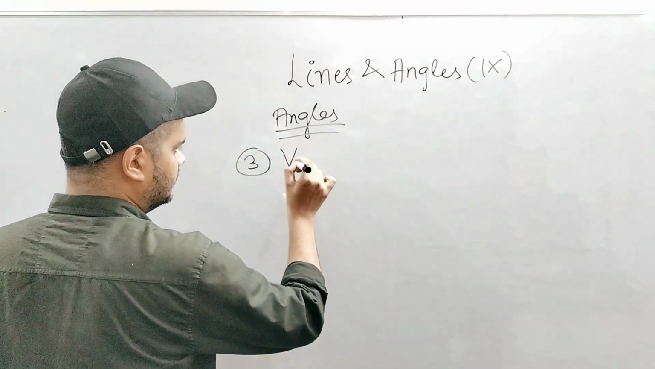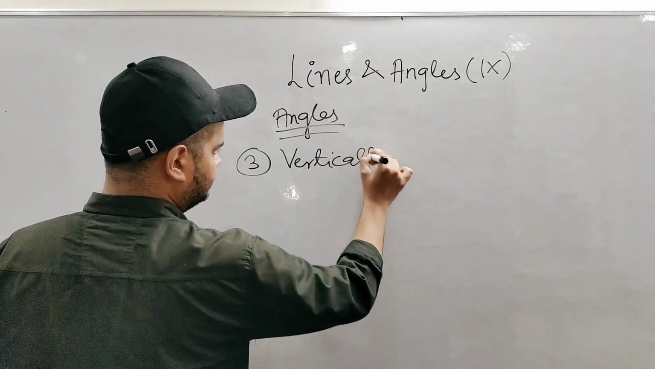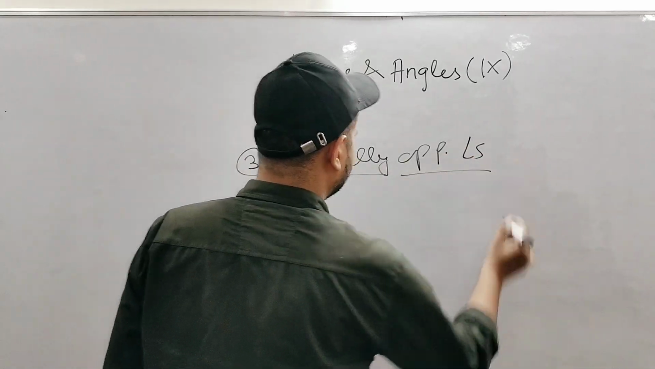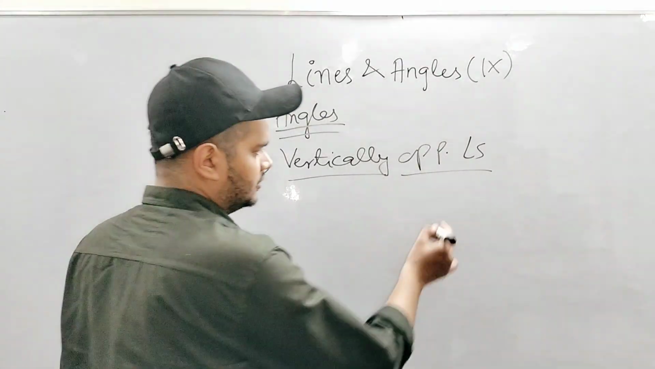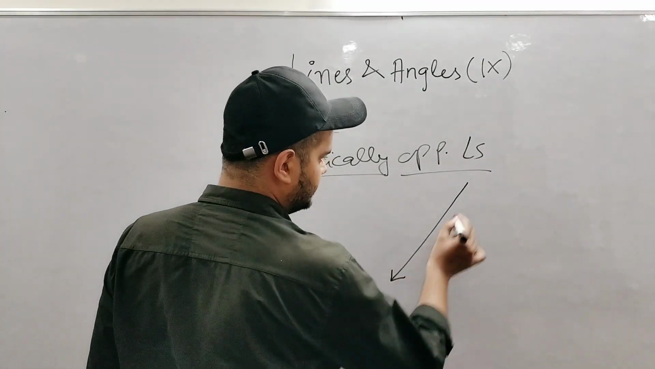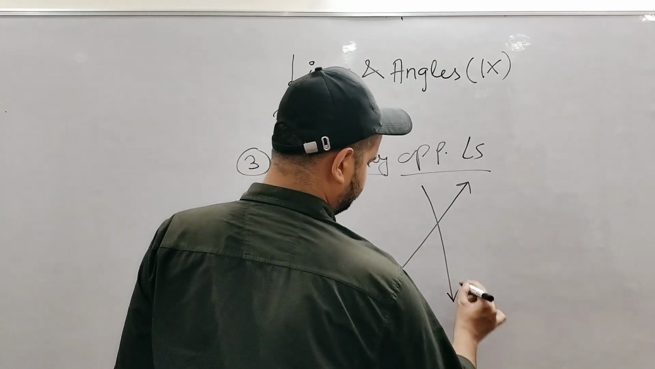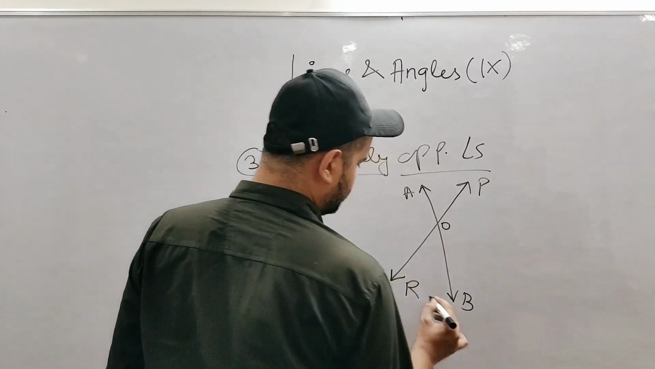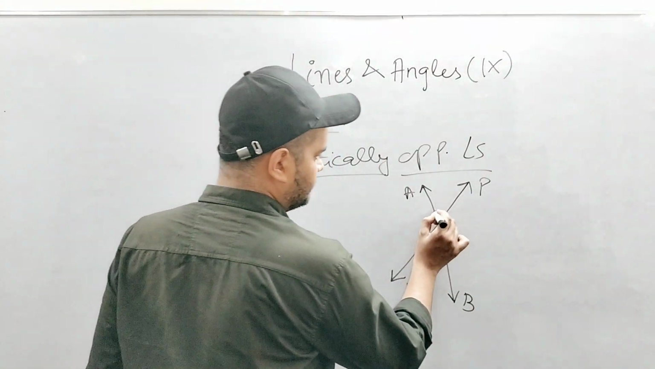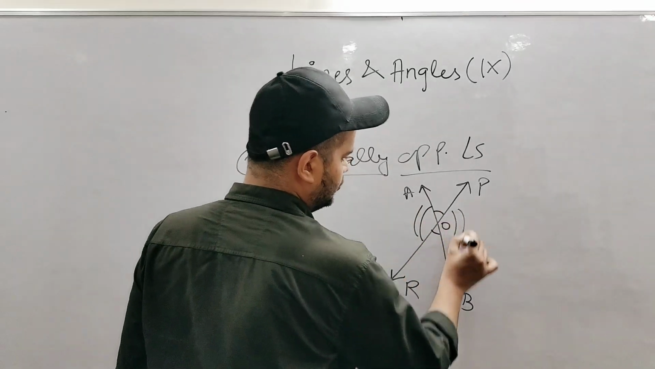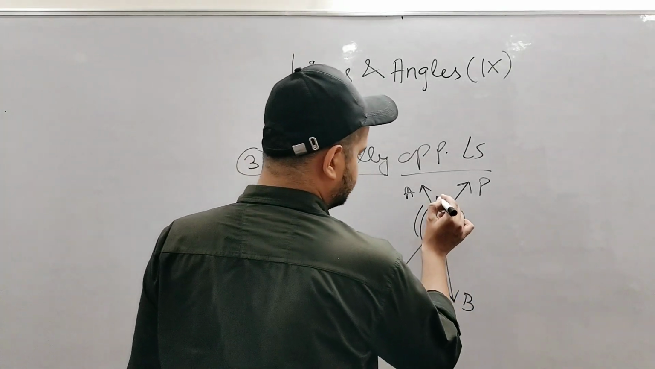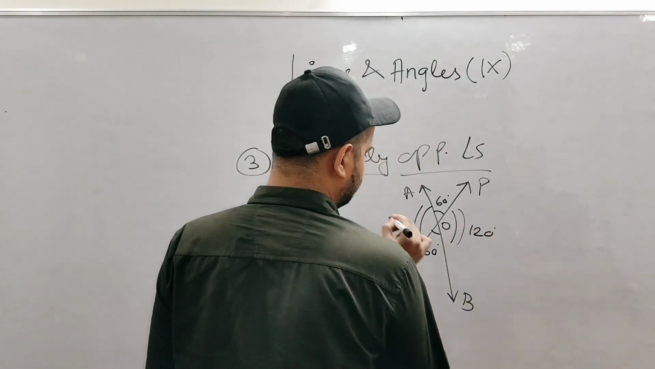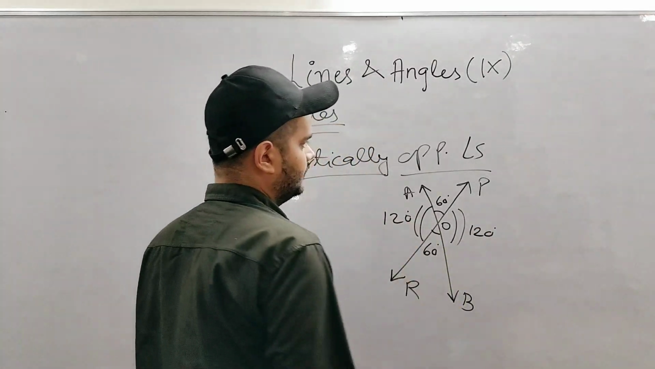Third is vertically opposite angles. Vertically opposite angles, they are formed when two lines intersect each other. Then this opposite pair are equal to one another. Like for example, if this is 60 degree, this also is 60 degree. If this is 120 degree, this is also 120 degree. Okay. Note it down.